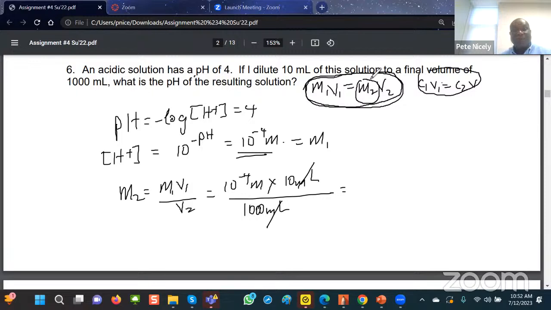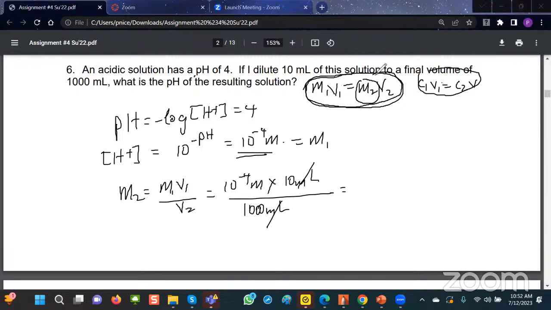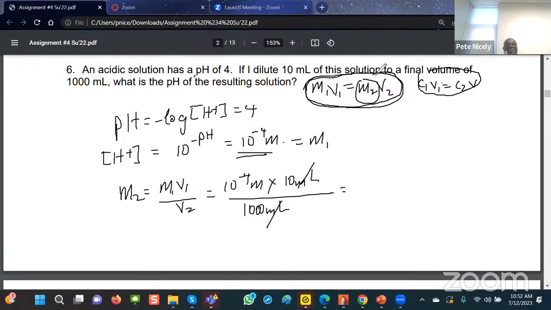Okay. I'm a little confused with the wording of this. Because I feel like wouldn't you take 1,000 minus 10 and get the initial volume because it says the final volume's 1,000? Well, look at how the question is worded. The question says, if I dilute 10 mils of this solution to a final volume of 1,000 mils. You see what I'm saying?